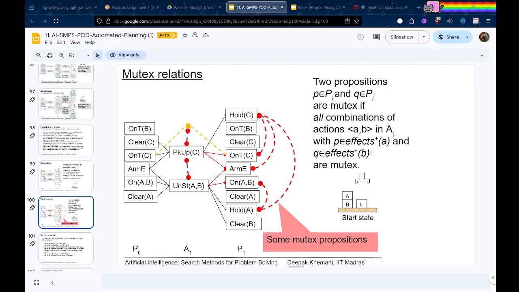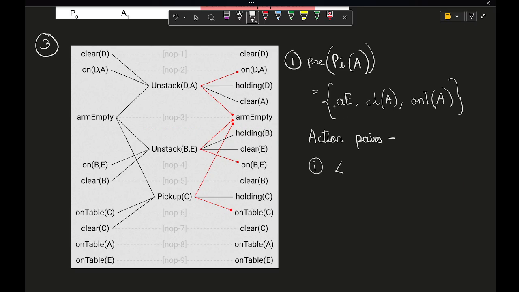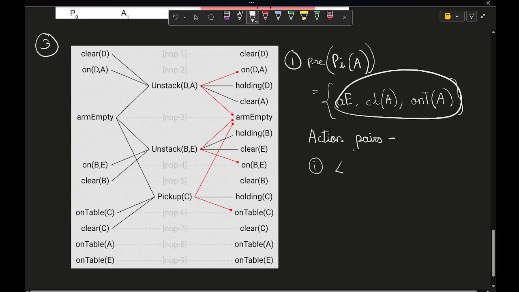Yes, I remember that. The preconditions should exist as well as the preconditions should not be pairwise mutex. Meaning that these guys should not be pairwise mutex. Okay, for the first pair, let's check how many pairs are there: 1, 2, 3 pairs, yes.